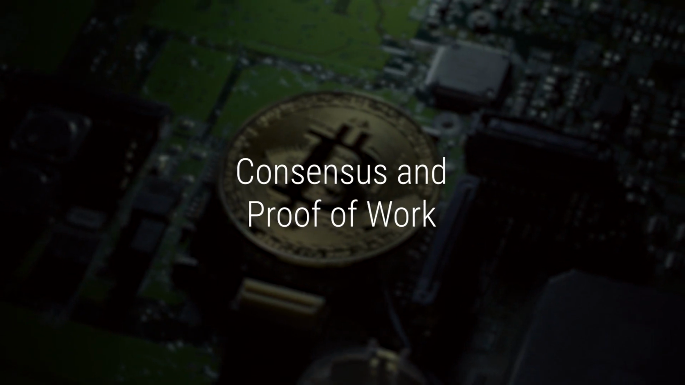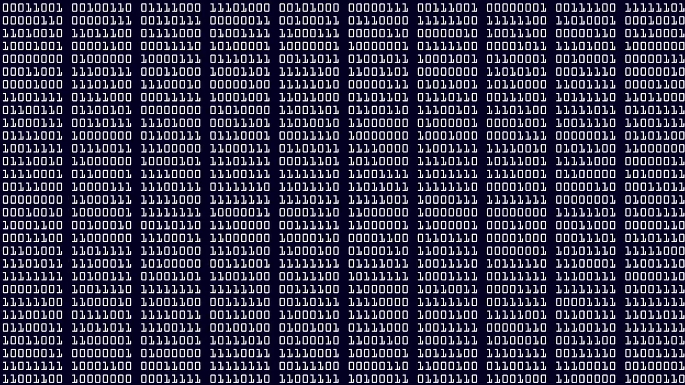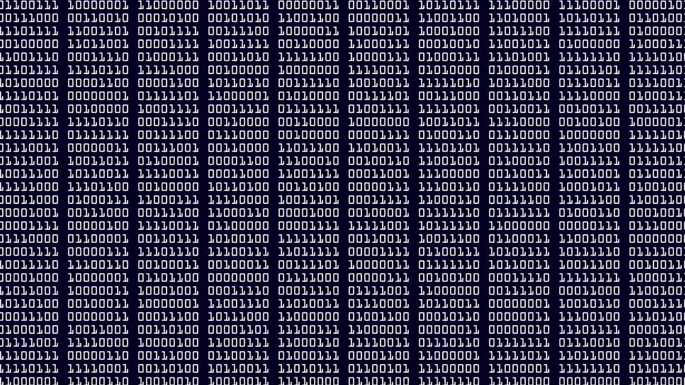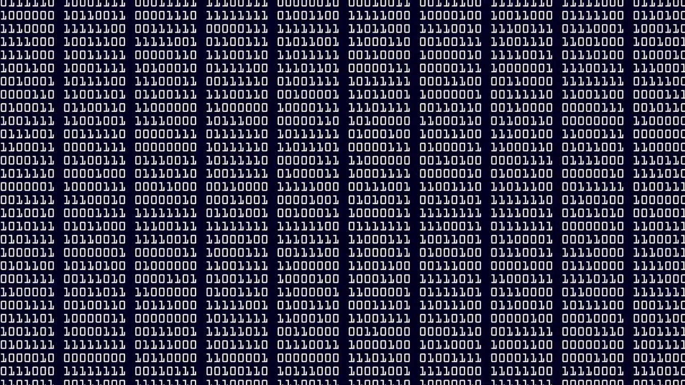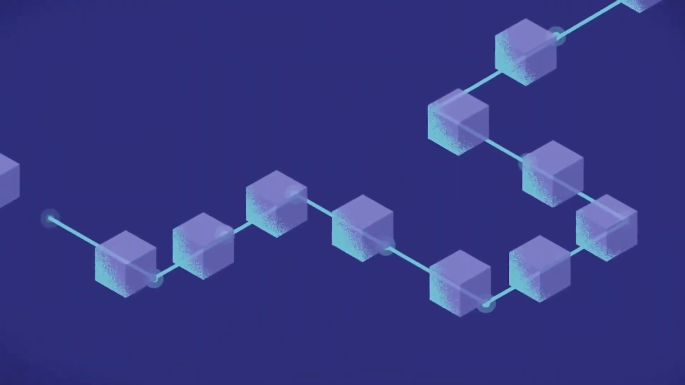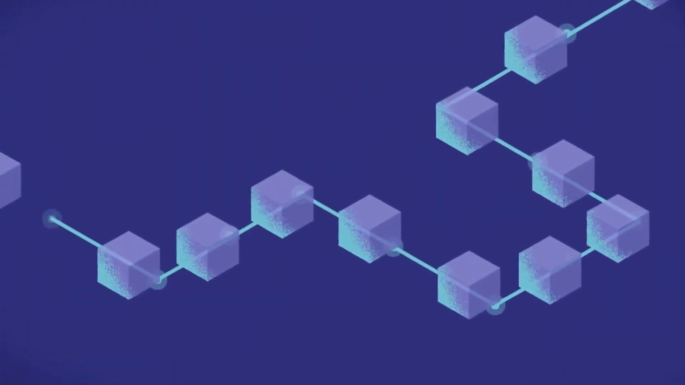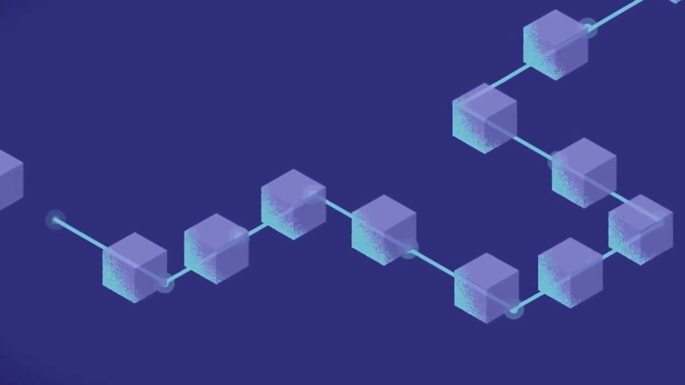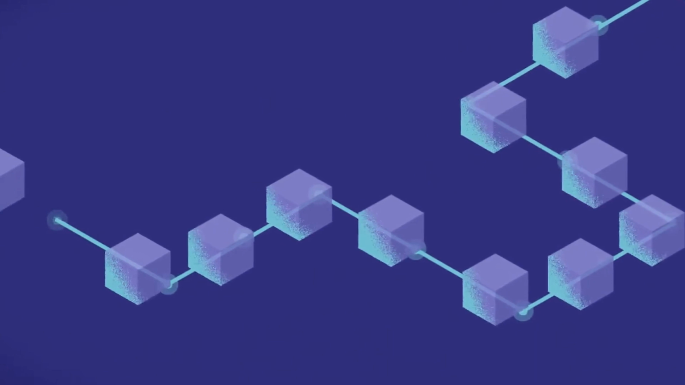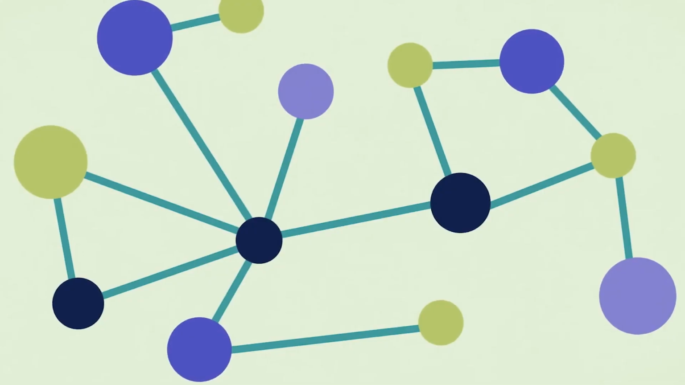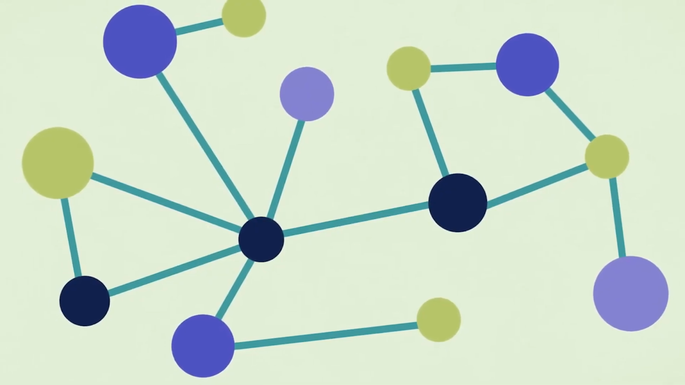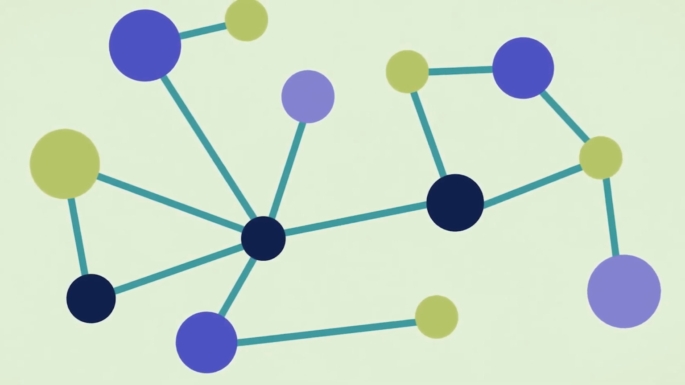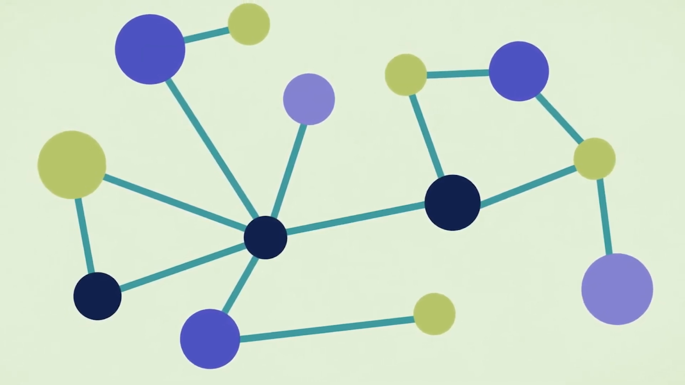Consensus and proof of work. Bitcoin's ingenious mechanism for maintaining this distributed ledger involves a consensus mechanism known as proof of work. In essence, miners who dedicate substantial computational power compete to solve complex mathematical puzzles. The first miner to crack the puzzle earns the privilege of appending a fresh block of transactions to the blockchain. This process ensures agreement across all nodes about the validity of transactions, fostering trust in a decentralized environment.